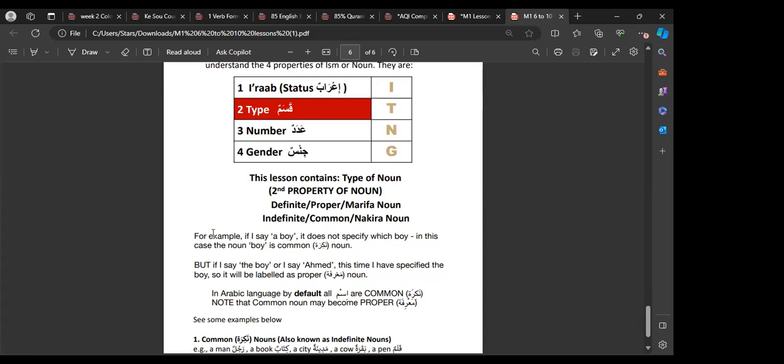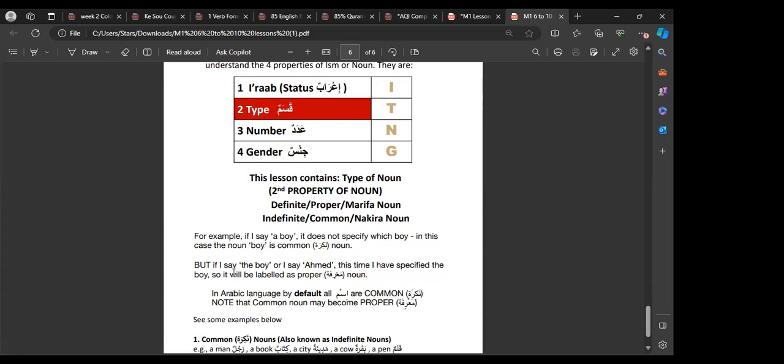So bismillah. For example, if I say a boy, it does not specify which boy. This is indefinite, nakira. In this case, the noun boy is common. Common, indefinite, unknown, nakira.